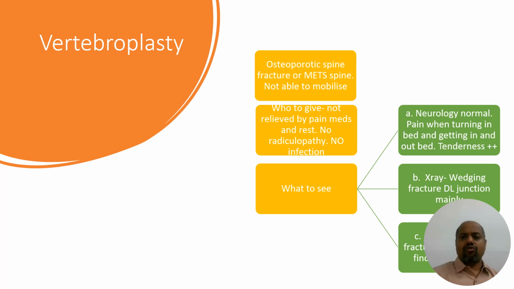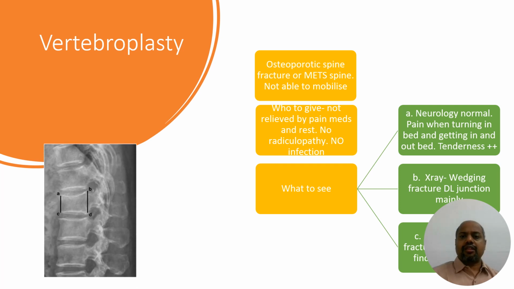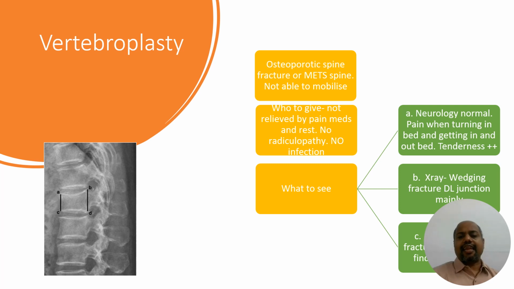And what to see? First of all, you have to see that the neurology is completely normal. Second, you have to see that pain when turning in the bed and while getting in and out of the bed is significantly painful. And lastly, it is tender on direct palpation. Now on X-ray, you can see that there is a wedging at the dorsal-lumbar junction. Here you can see there is wedging and there is a fracture.